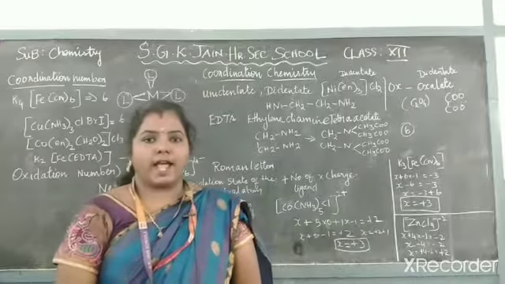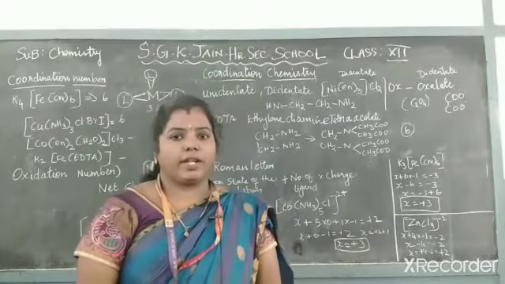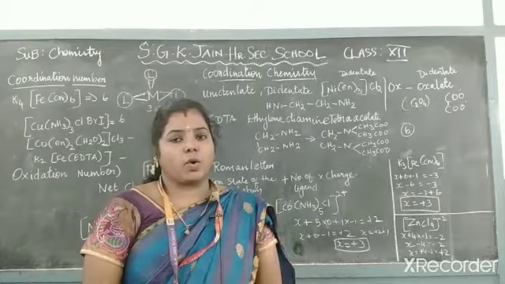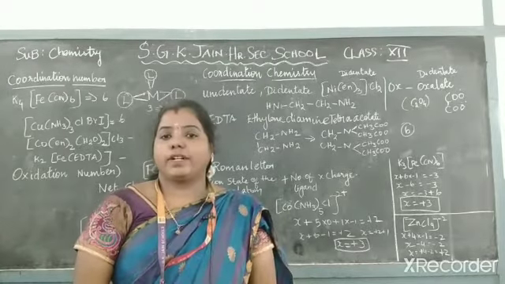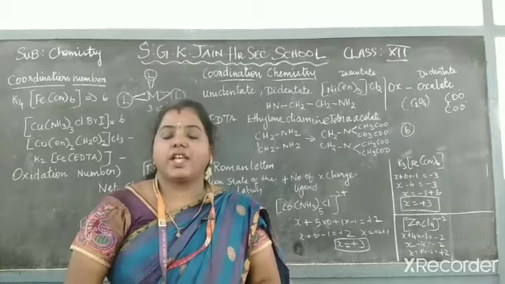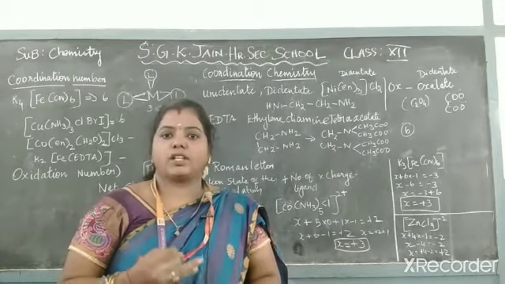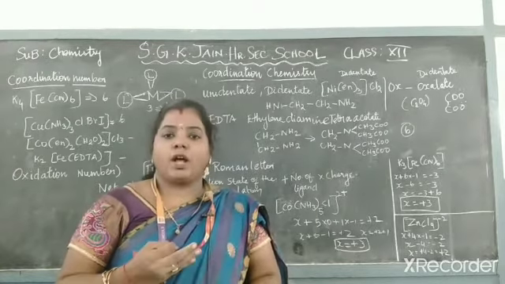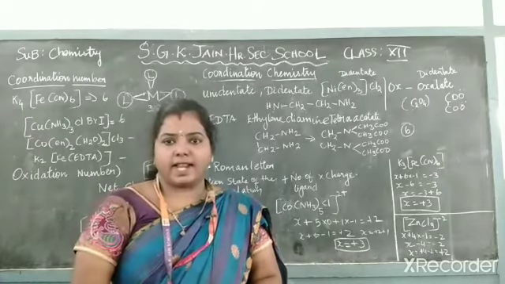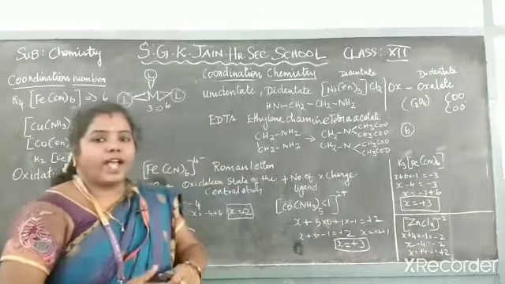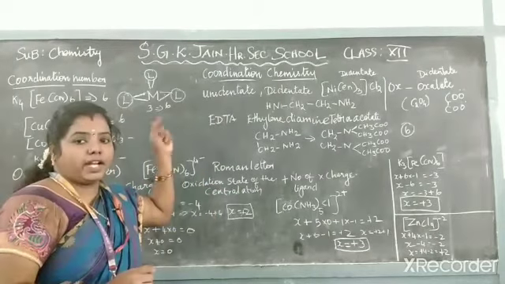Today for the 12th standard I am going to explain the lesson coordination chemistry, and the topic is coordination numbers as well as the oxidation state. In the previous video we discussed the important definitions about coordination sphere, what is a coordination entity, how to find the ligands, what is a counter ion, all those things we discussed in the last class. So first we have to move on to the coordination number.